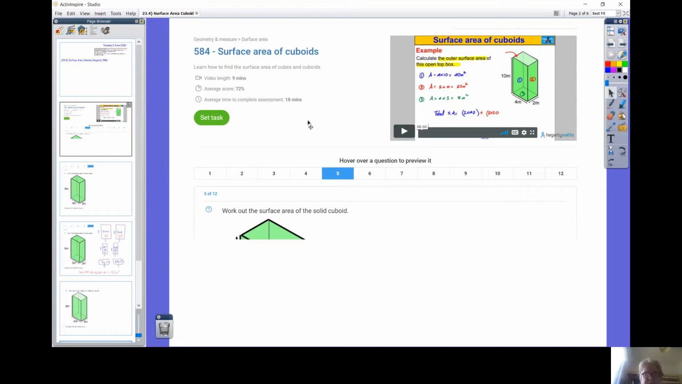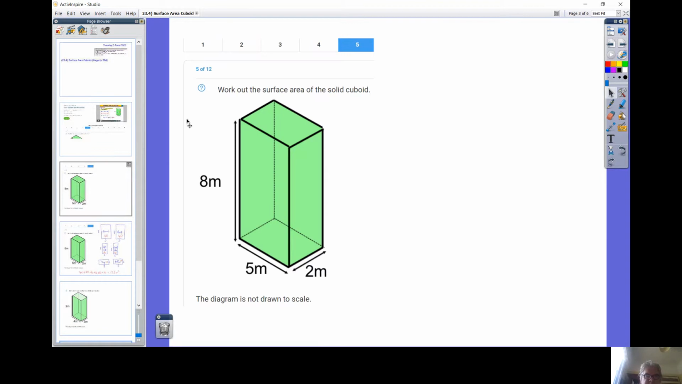For the surface area, just imagine you were covering it with wrapping paper and you were cutting out the paper very precisely. What amount of paper would you need to cover the surfaces of the cuboid? So they're quite straightforward, but you just need to set your workings out clearly so you don't miss anything. So here's an example.